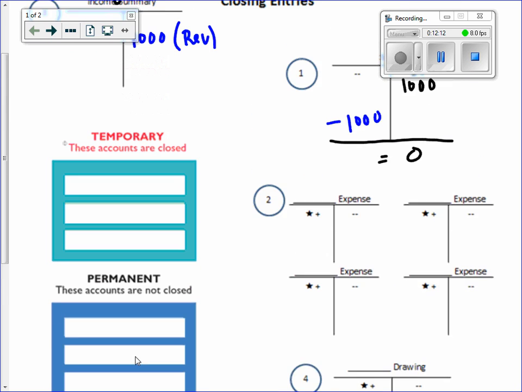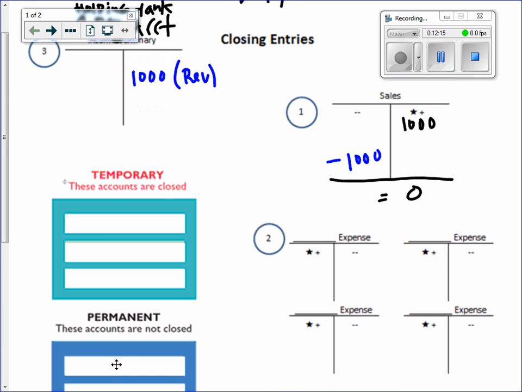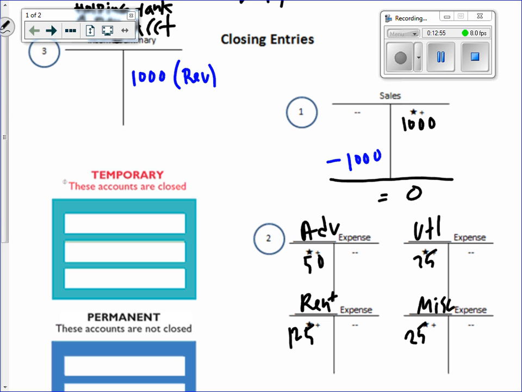Now, I have 4 expenses listed here. Do you think that we have more? Yeah, I'm just going to make up some silly little ones with balances. Let's say we've got the advertising expense. That's rocking a $50 balance. Why did I put that on the debit side when sales was on the credit side? Normal balance. I follow the star and the plus. We also have utility expense. That's got a $25 balance. We've got rent expense. That's got a $125 balance. And then we've got a miscellaneous expense coming into the end of 2017. That's got a $25 balance.